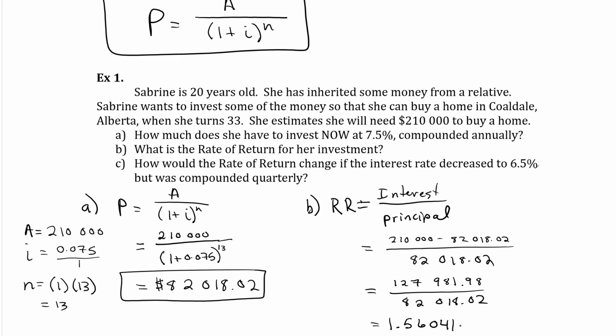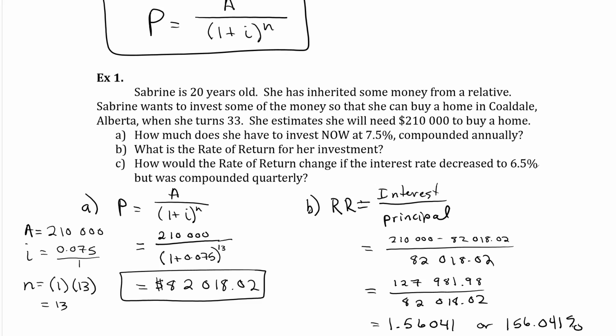1.56041, or we can express it as a percent. So the rate of return is 156.041%. Either one is appropriate, but if you give this answer, you must follow it up with a percent sign.